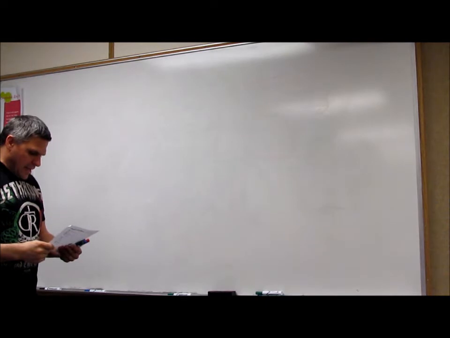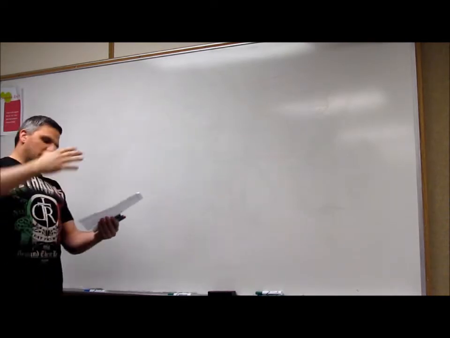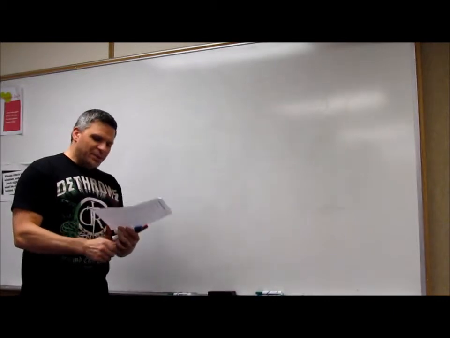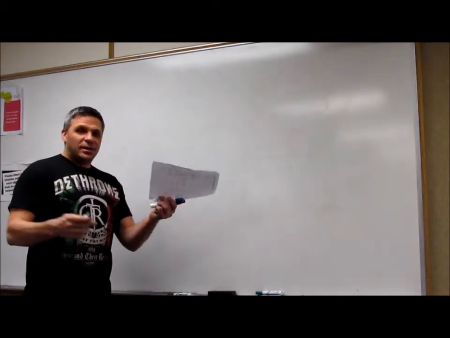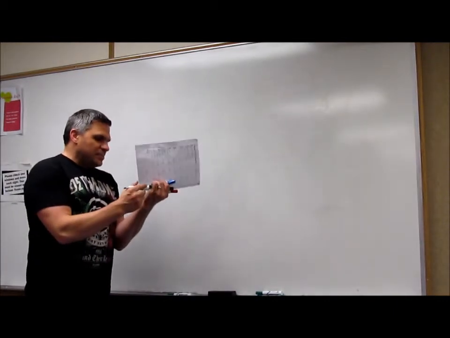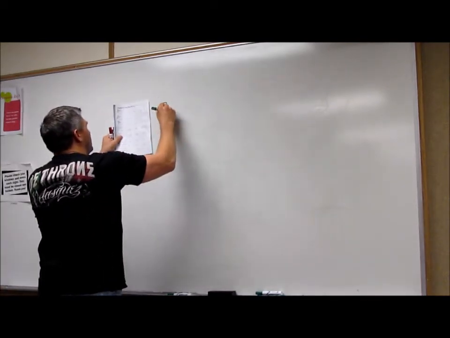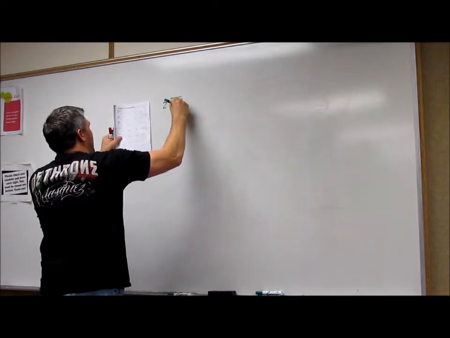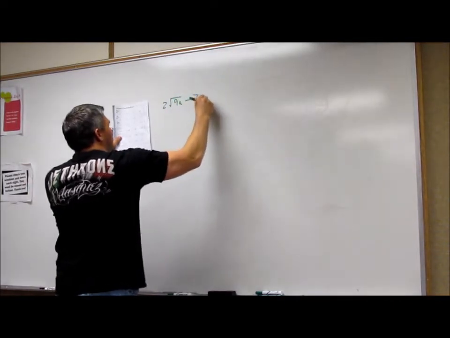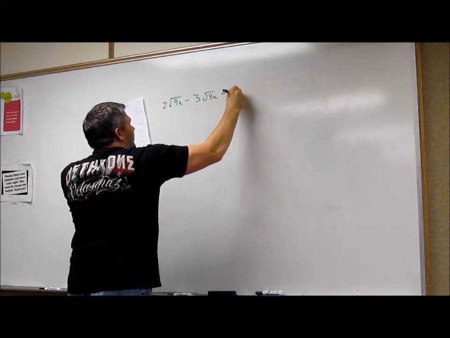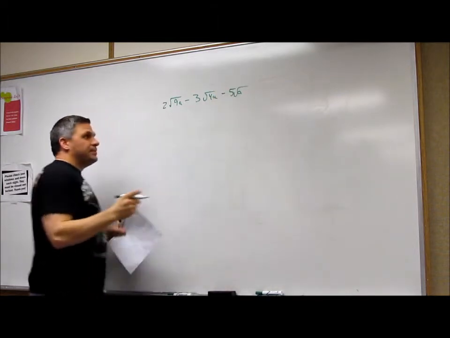So now we have the 2 of the harder problems, and they're really not hard once you see them. I mean, they're supposed to be some of the hardest problems on the test, and they're really not bad. 2 square roots of 9a minus 3 square root of 4a minus 5a square root of a.